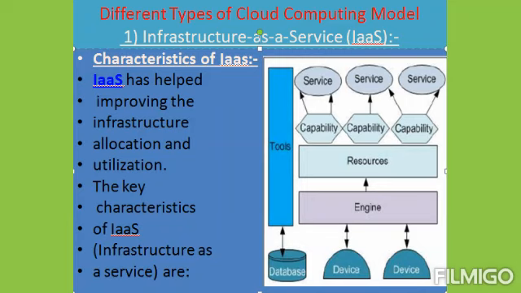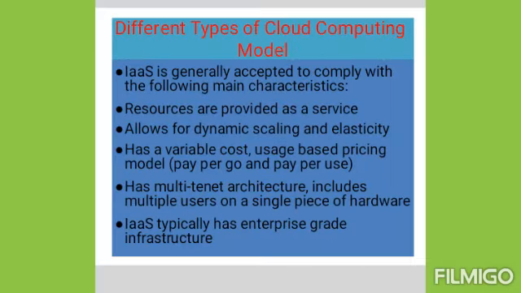So resources are provided as a service, allow for dynamic scaling and elasticity, and have variable cost with a usage-based pricing model, so pay per use. It has a multi-tenant architecture, including multiple users on a single piece of hardware. IAAS typically has enterprise-grade infrastructure.